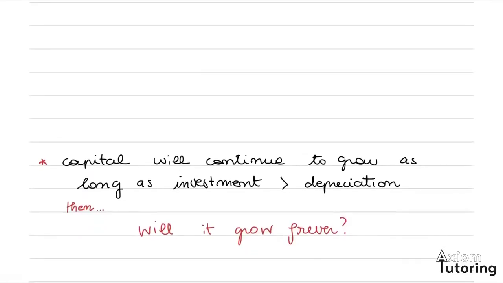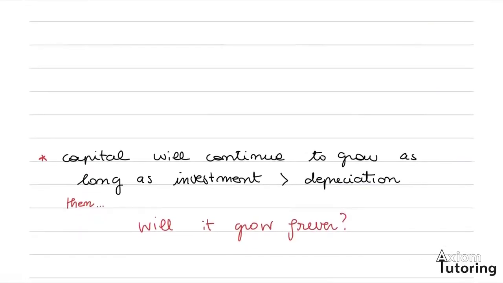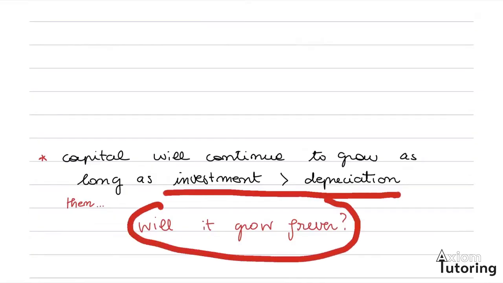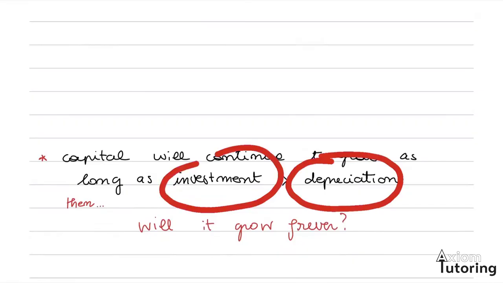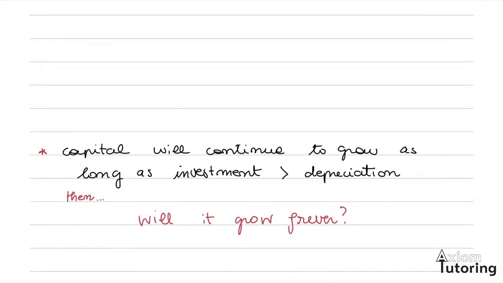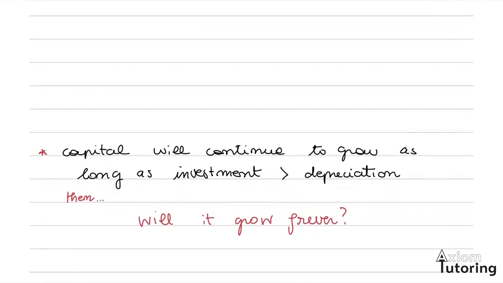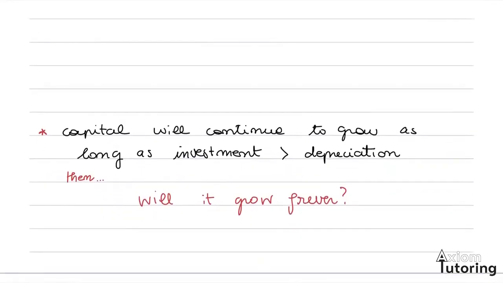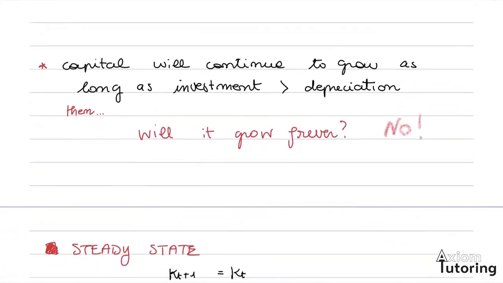In the previous video, we left off with an open question. If we said that capital will continue to grow as long as investment is greater than the depreciation, will capital grow forever? Will investment always be greater than depreciation? Well, following the assumptions of the Solow growth model, that output has diminishing marginal productivity and everything else that we said previously, we can derive that the answer to this question is no, it won't. Actually, what will happen is that capital is going to reach something called the steady state.